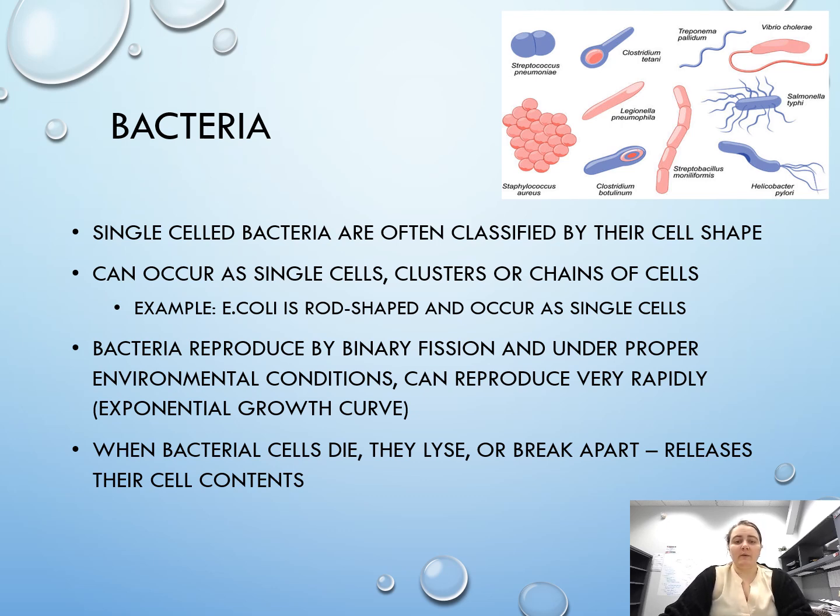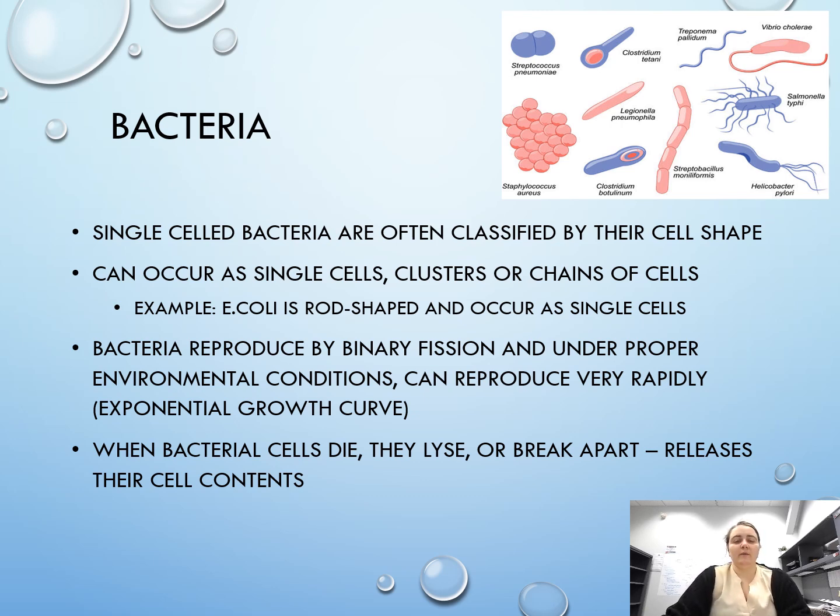Bacteria reproduce by what we call binary fission, and so under proper environmental conditions, they can reproduce very rapidly. They have what we call an exponential growth curve. They just continue to divide by themselves, and each one divides into subsequent divisions of organisms. Sometimes we want that explosive growth, and sometimes we don't. So we just need to be aware of how fast those organisms are growing.